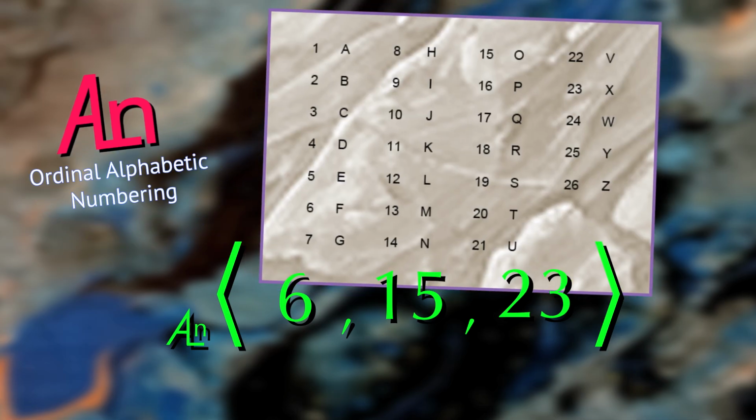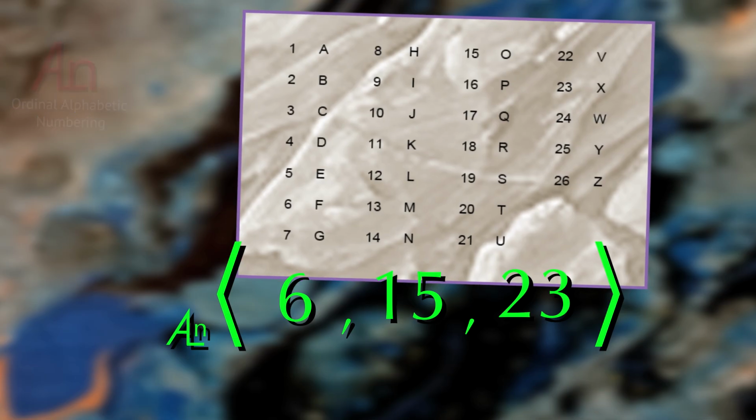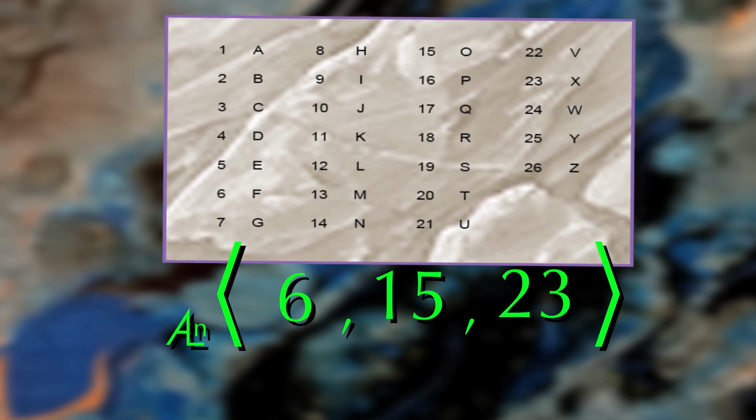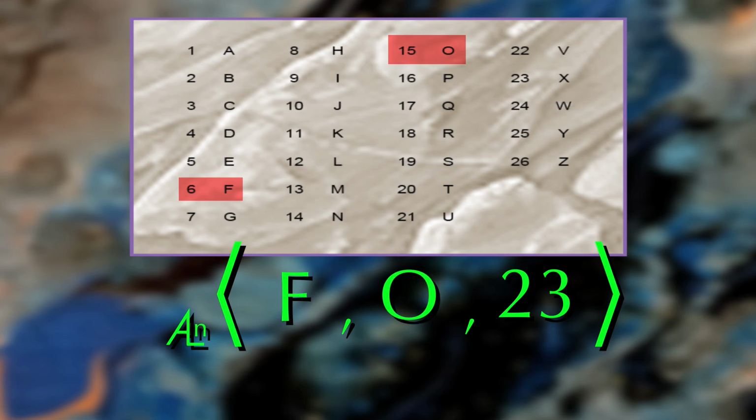Numbers from 1 to 26 can be consecutively assigned to the letters of the alphabet. A vector having distinct allocations for numerical quantities allows us to encode a simple word. In this case, we get F for 6, 15 gives us letter O, and finally 23 gives us X. Hence, we get the word fox. And this is why I call this the Fox equation.